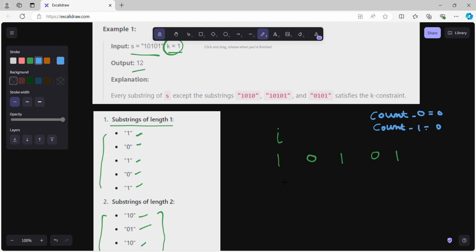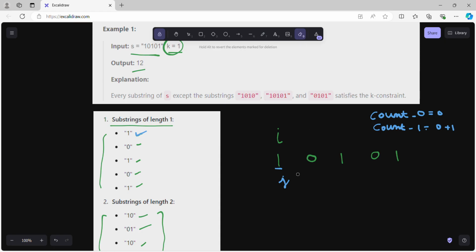Then my j is going to start from this position. Right now my j is at this position, a single element, so I have to increment the count of 1. The count of 1 is increased to 1 now. Then I have to count it, because my number of zeros and my number of ones is at most 1 in this case, right? So I have to count it.